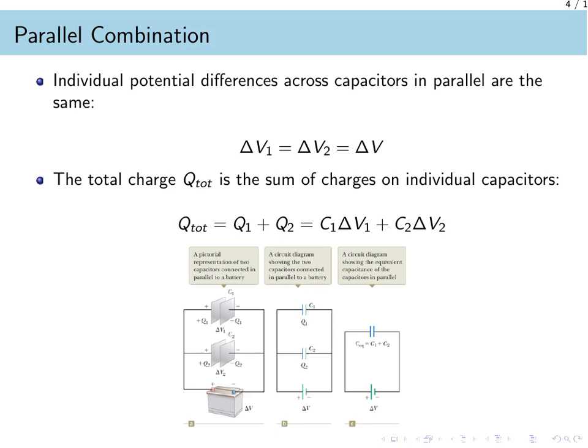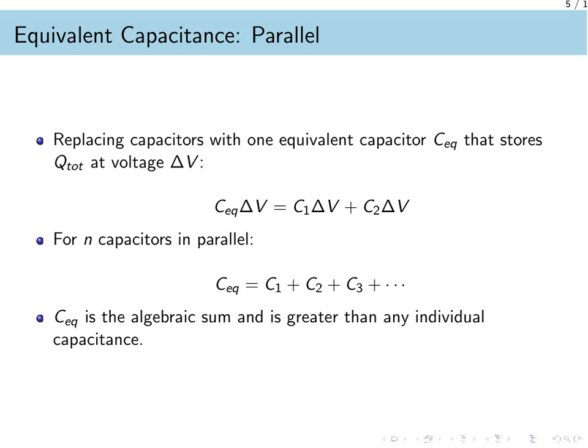This allows us to define an equivalent capacitance for the parallel setup. We can simplify the parallel circuit by replacing the individual capacitors with a single equivalent capacitor. This equivalent capacitor must store the same total charge at the same applied voltage. Using our charge equation, the equivalent capacitance times the voltage equals the sum of each individual capacitance times the voltage. Because the voltages are identical, they cancel out.